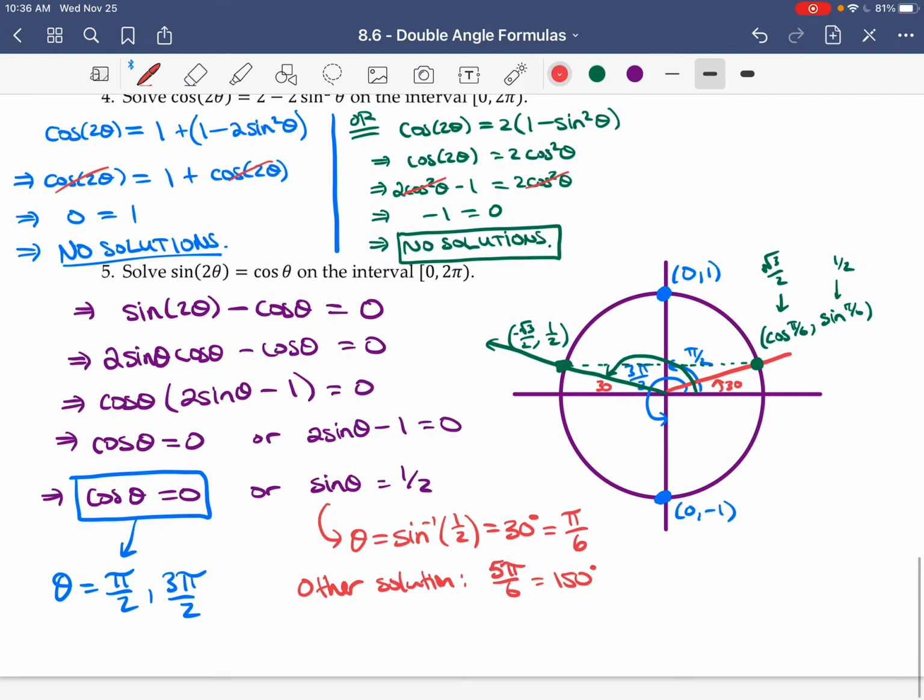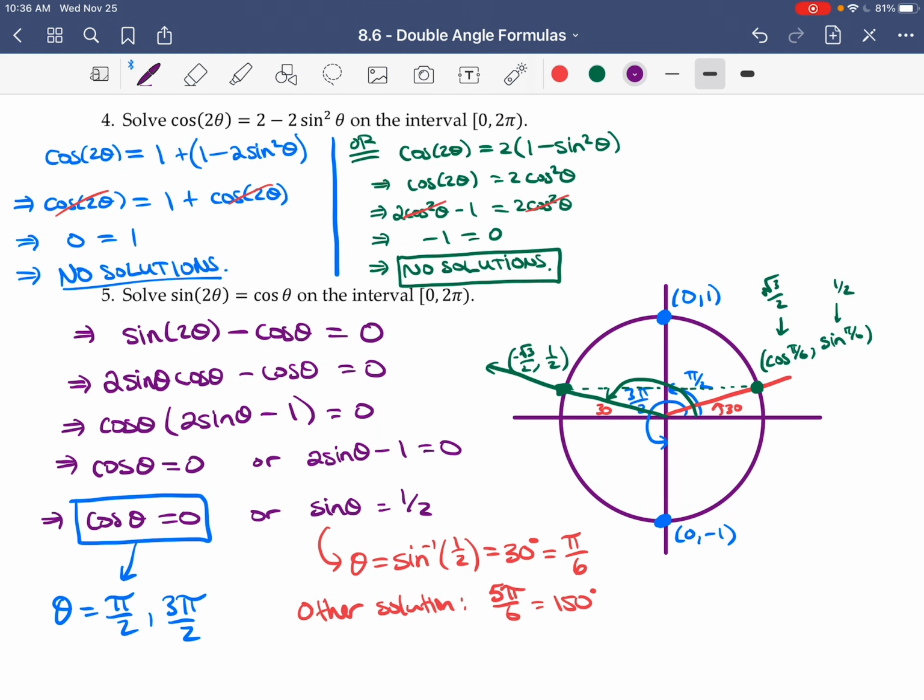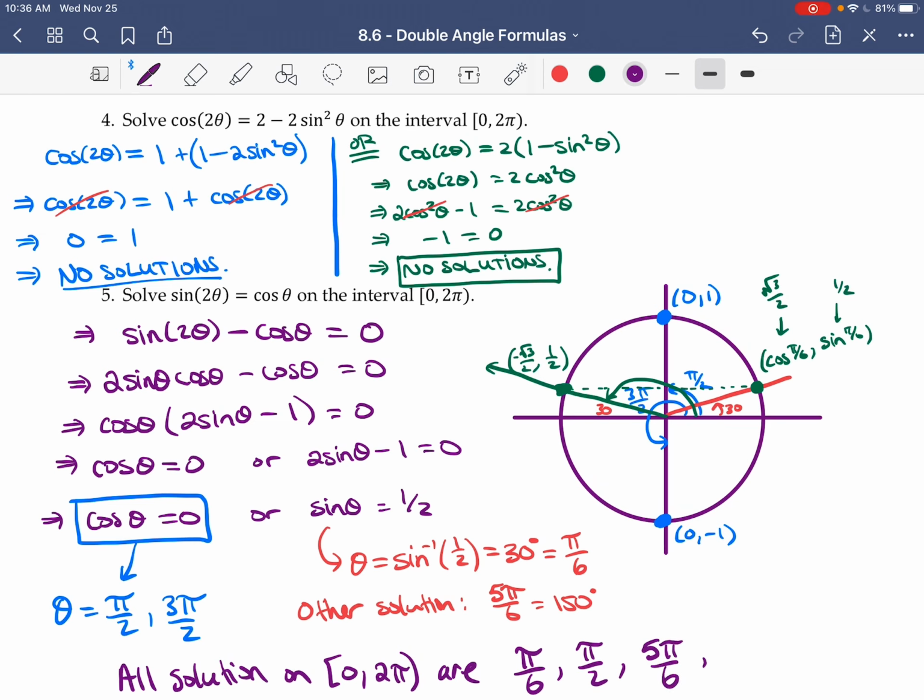Okay, so that means that all solutions on the interval from 0 to 2 pi are pi by 6, pi by 2, 5 pi by 6, and 3 pi by 2. So I wrote them in increasing order, but obviously you don't have to do that. Okay, so those are our 4 solutions here.